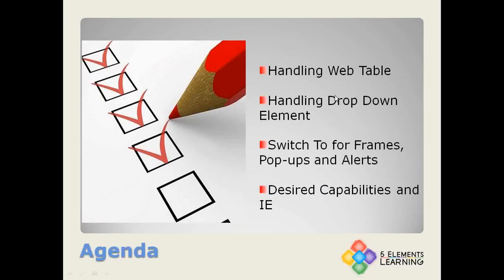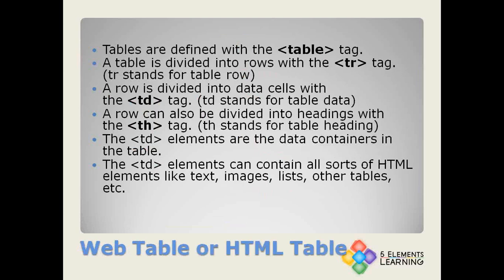Today we are going to talk about how we could handle some advanced web elements like web table, drop-down element, and then we will be learning how we could use a command called switch to for handling frames, alerts, which is basically pop-ups, and then we will be looking at how we can run our test scripts on Internet Explorer using a concept called desired capabilities.